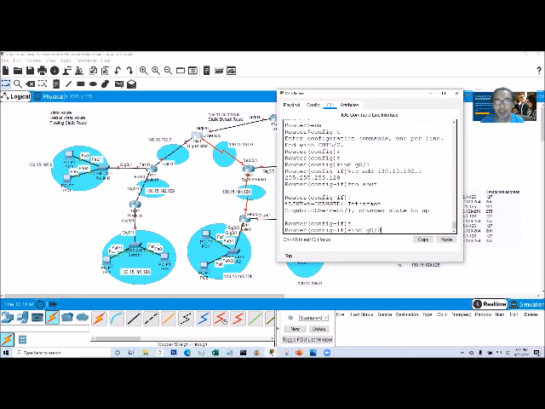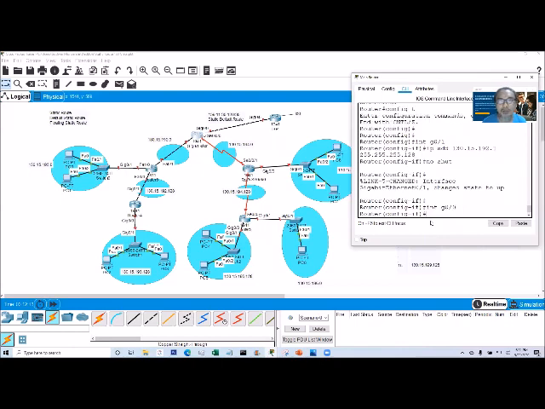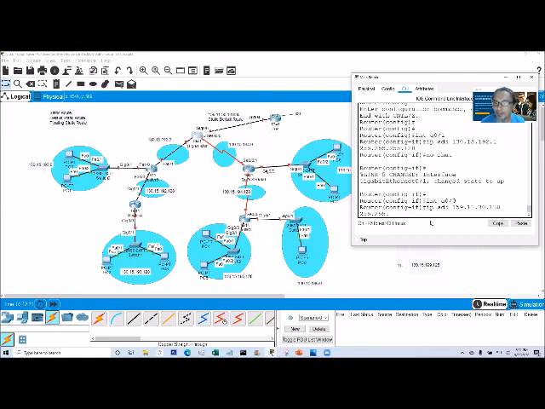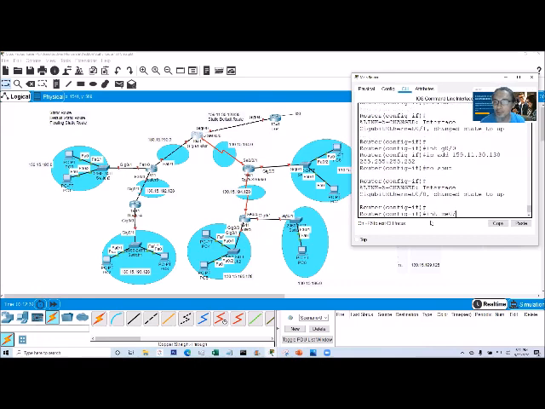Then in G0/0/0, this IP address here at the top was given by the ISP, and we are going to configure it in both the ISP router and in our border router here in our organization. So that would be ip add 159.11.30.1 to 130, 255.255.255.252 since it is slash 30. Enter, no shut.